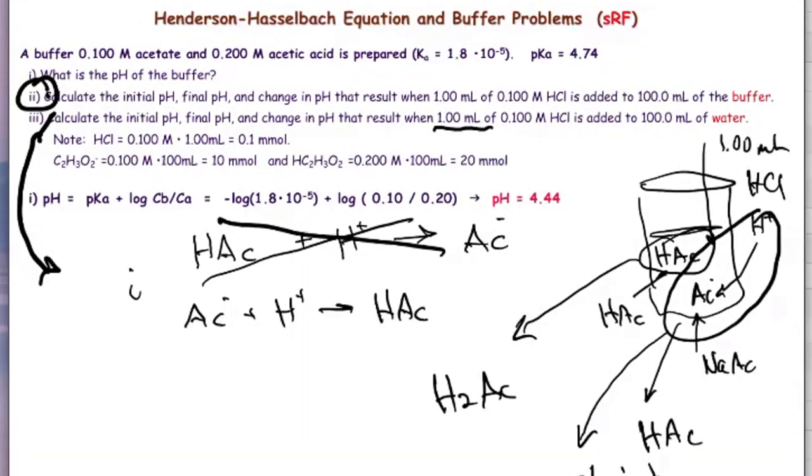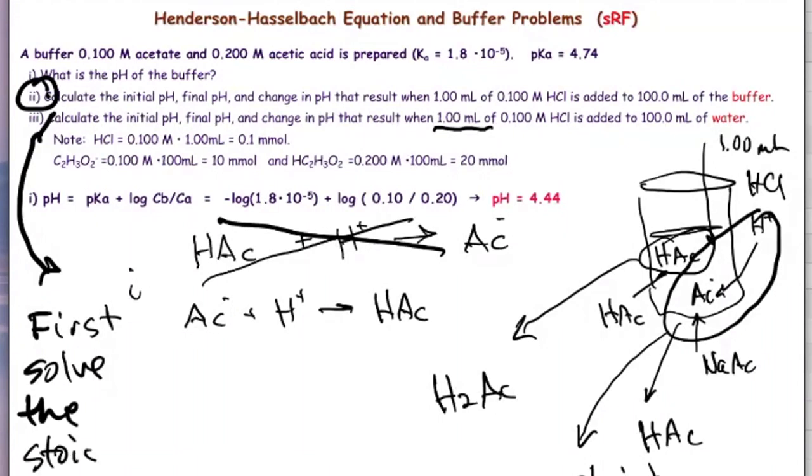So what you have to do is first solve the stoichiometry. This is what's different from what we've been talking about before: you guys are going to first have to solve the stoichiometry, and then from the stoichiometry you need to figure out how much acetic acid remains and how much acetate ion remains. And then from these concentrations at the end, you can either put them in the ICE table or you can directly go to the Henderson-Hasselbalch equation. Okay, so hold on to that thought.